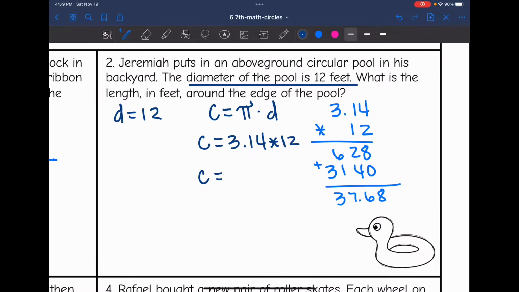So the circumference of this pool is 37.68 feet.